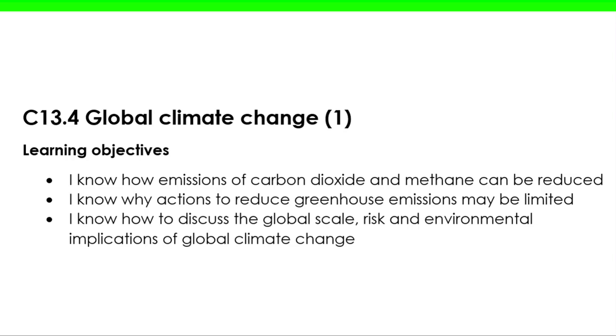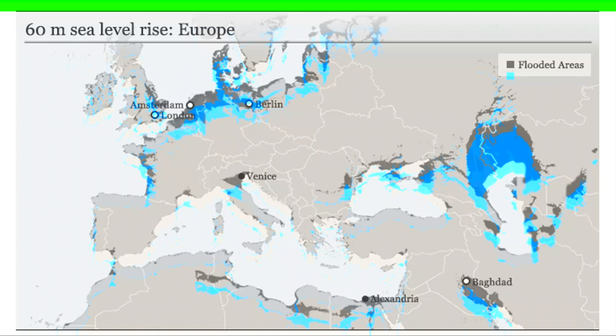As always, I'm going to recommend you pause the video and have a go for yourself on some of the activities. So we're going to start by taking a look at the map, which shows what would happen if sea levels were to rise by 60 metres, which is potentially within the reach of what could happen if we carry on as we are at the moment.